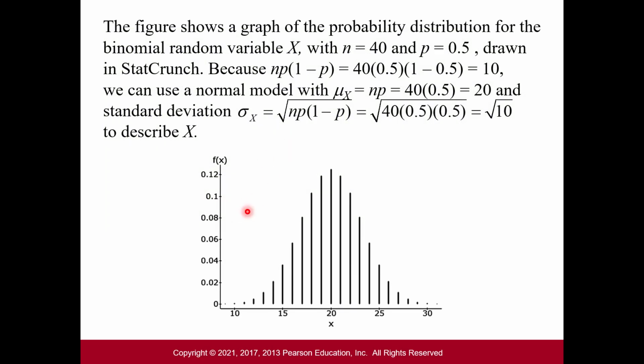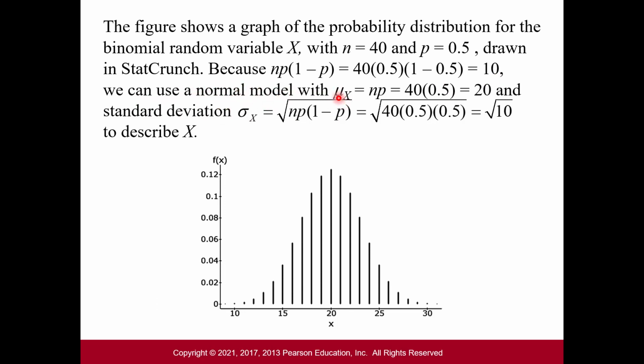This graph shows the probability distribution of the binomial random variable x when n is 40 and p is 0.5. So 40 trials, probability of success was 50%. If we plug n and p into our calculation, we end up with exactly 10. As long as it's 10 or more, we can say that it's normally distributed, and so we can go ahead and use our normal model.